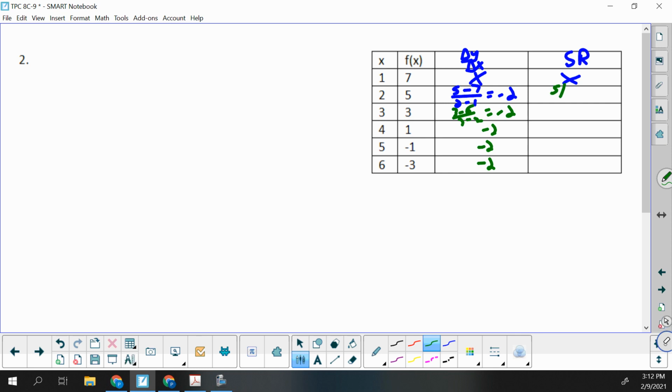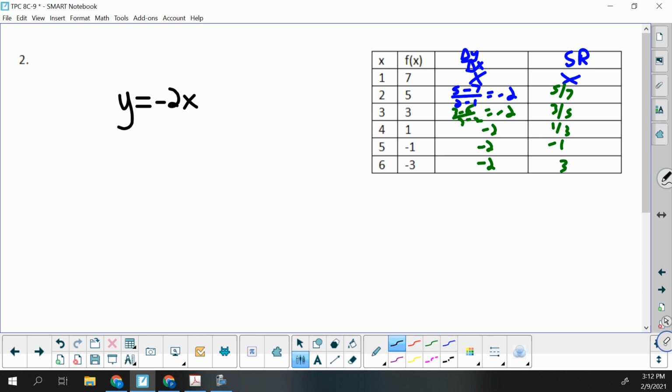Successive ratios, we would have 5/7 when we do y2 divided by y1. Then 3/5, then 1/3, then negative 1, and then 3. And again, that's doing y2 divided by y1. Because the slopes are all the same, that would lead us to know it's linear. And we'll have y equals minus 2x because the slopes are negative 2.